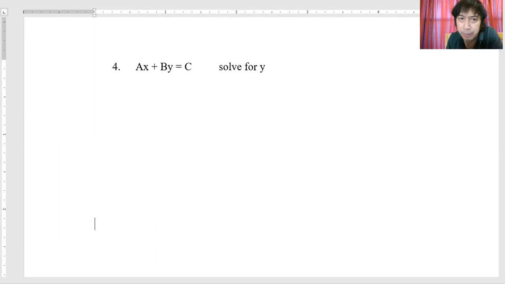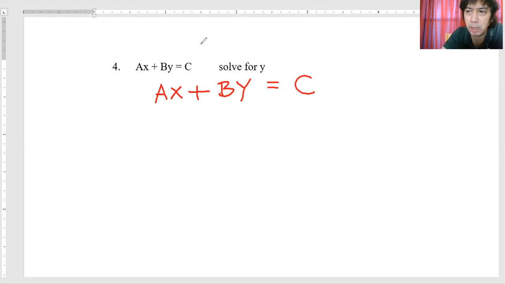Your plan is to move the a and x to the other side because this is a times x plus b times y equals c. Okay, a times x plus b times y equals c. So if you're going to write this, let's change the color. All right, we will start with a times x plus b times y equals c. There, we're after the y.